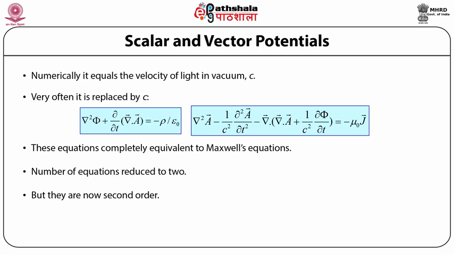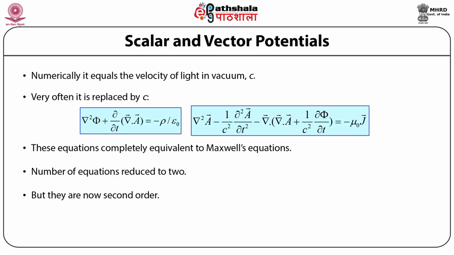second equation can be rewritten as Laplacian operator acting on the vector potential A minus 1 upon c square times double partial time derivative of the vector potential A minus gradient of (divergence of the vector potential A plus 1 by c square times partial time derivative of the scalar potential phi) is equal to minus mu naught times the total current density vector J.